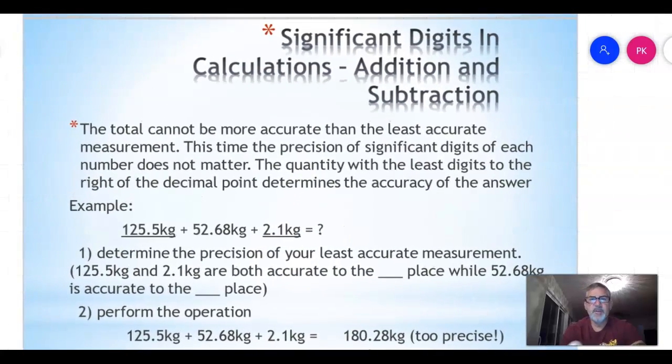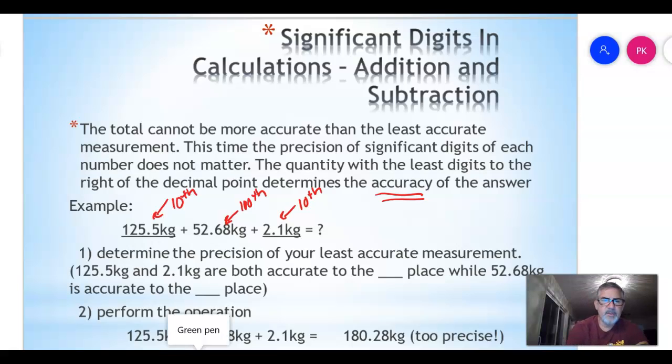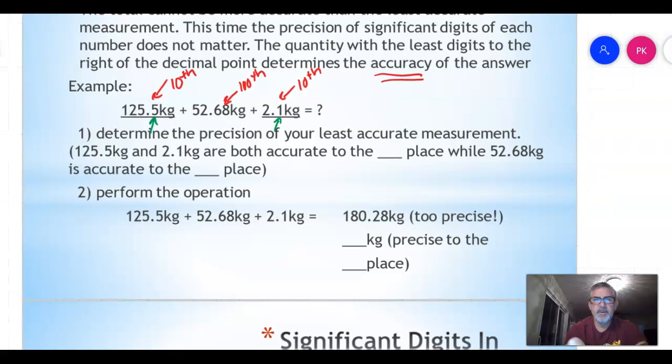Okay, addition, subtraction, right? So this is about accuracy of your measurement. Accuracy is determined by the last digit. So this is accurate to the 10s. This is accurate to the 100s. This is accurate to the 10s. So what it says is that our answer can only be as accurate as my least accurate measurement. And those are my least accurate numbers. The 52.68 is more accurate, right? It has more digits of accuracy. So determining, both are accurate to the 10s place, like I just said. This is the 100ths place. So my answer is going to be accurate to the 10s.